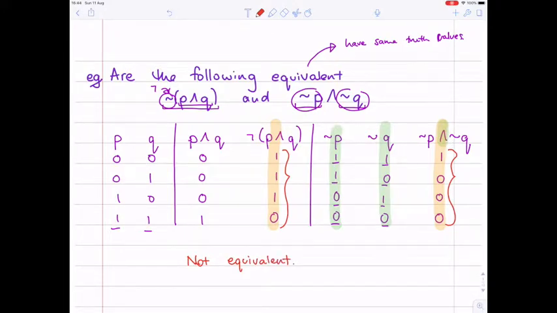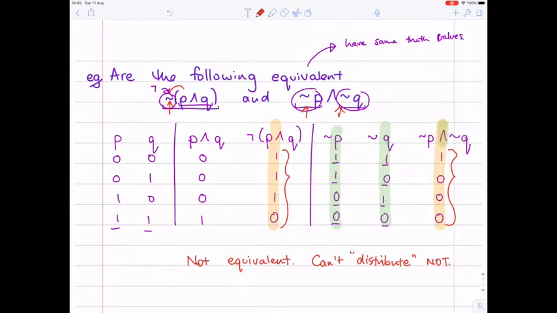So this is quite an important thing to realize, because if you think in sort of algebraic terms, you might have thought that if you have a not outside a bracket, that you could just distribute it in, which is really what we did over here, but it turns out clearly you can't. So we can't distribute not.